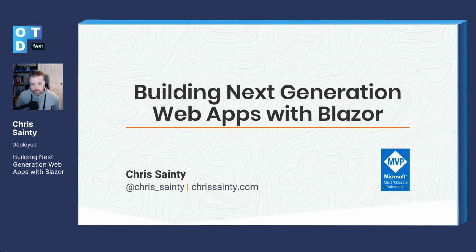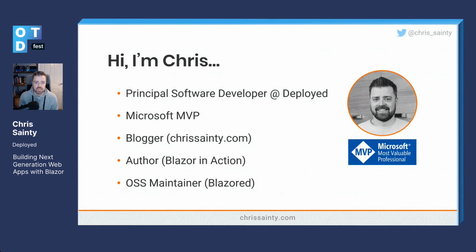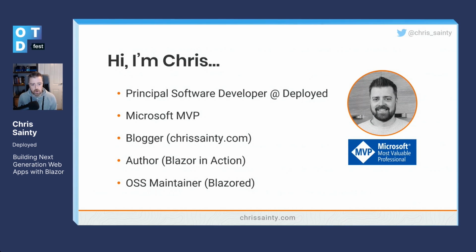Lovely, so good morning everybody, and welcome to my talk on building next generation apps with Blazor. Let me just quickly introduce myself. So my name is Chris. I'm a principal software developer at Deployed, who are a startup based in London. I'm a Microsoft MVP. I also do a lot of blogging on my blog at chrissainty.com. But currently, I'm putting most of my efforts into writing a new book called Blazor in Action for Manning.